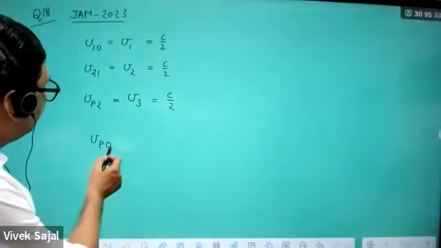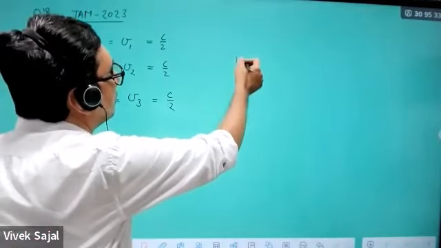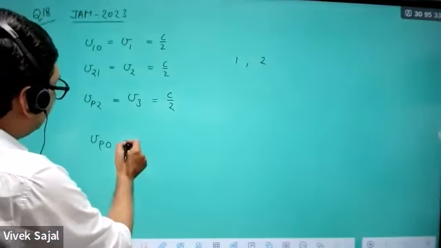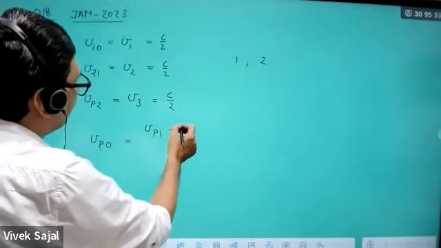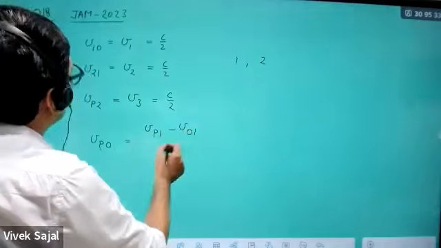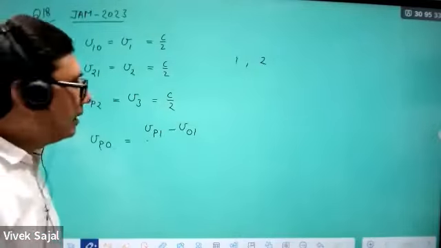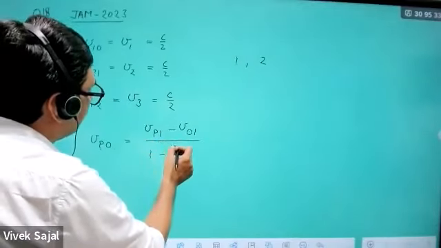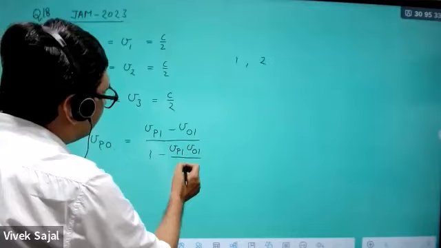So the velocity of P with respect to O. P is there, O is there, two frames are missing: F1 and F2. You can choose any one of them. Suppose I choose 1: velocity of the particle with respect to 1 minus velocity of O with respect to 1, divided by 1 minus velocity of P1 times velocity of O1 divided by c squared.